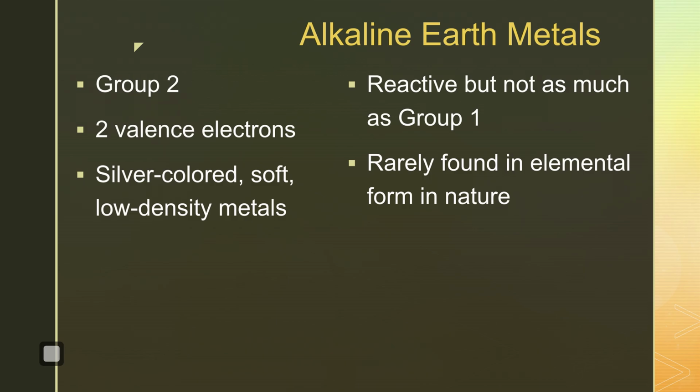The alkaline earth metals, group 2, have 2 valence electrons. They are also silver colored, generally soft. When we say soft, you can actually cut some of them with a butter knife. They're also reactive, but not as reactive as group 1. And same thing, because they're so reactive, you almost never find them pure in nature.